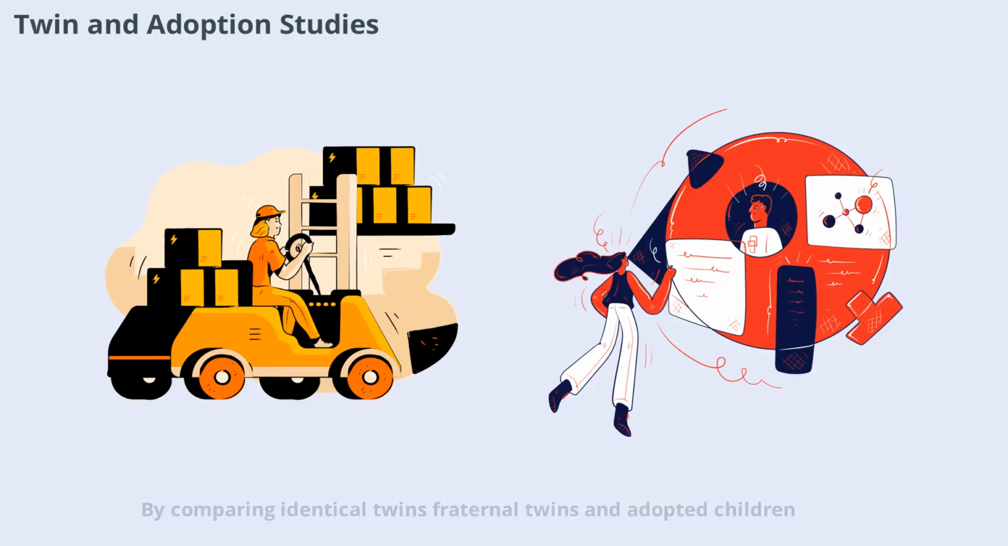Twin and adoption studies are classic methods for disentangling the effects of genetics and environment on behavior. By comparing identical twins, fraternal twins, and adopted children, researchers can estimate the heritability of traits like intelligence or mental health conditions.